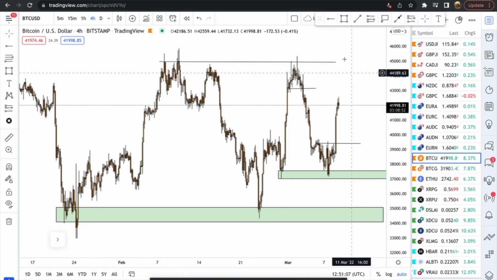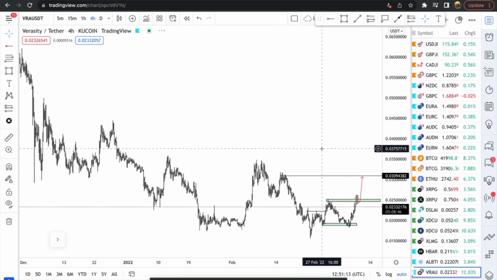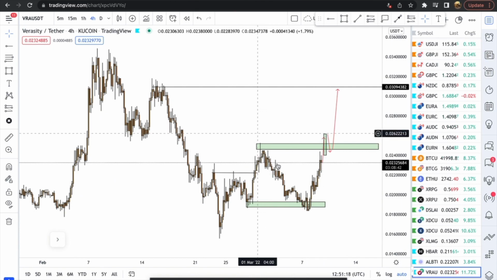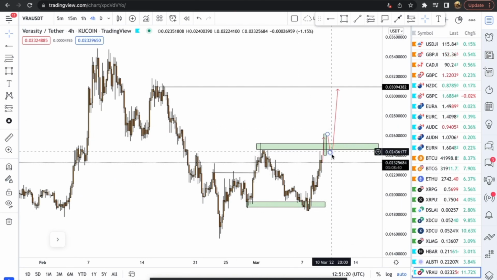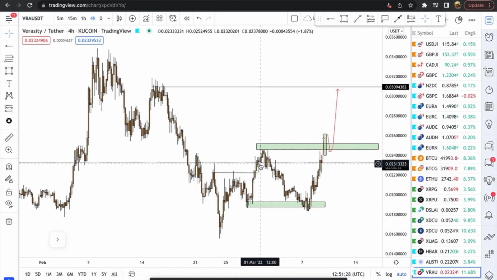But if we can get that push into this area and that breakout and retest and that continuation, then of course it is going to drag our alts up, and it is going to drag VERASITY up with it. So I'm looking for that push into this area of resistance, that retest, and then that continuation to create this new high for this uptrend. So it's looking good for VERASITY.